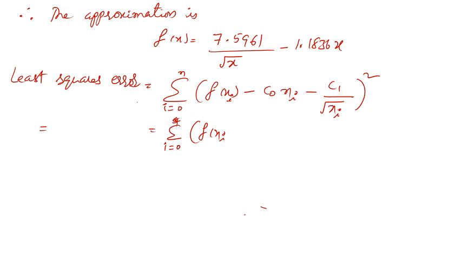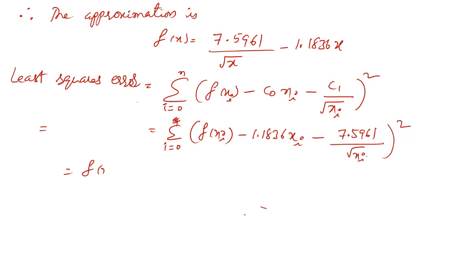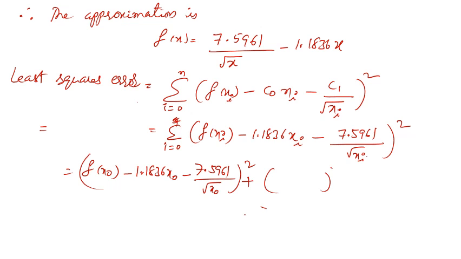This f of xi and the c naught value is what? This is minus 1.1836 xi minus 7.5961 by root xi, this whole square. So how to write this? This is equal to first f of x naught minus 1.1836 x naught minus 7.5961 by root x naught whole square, plus the same thing with x1 whole square, x2 whole square, x3 whole square, x4 whole square. Data is given.